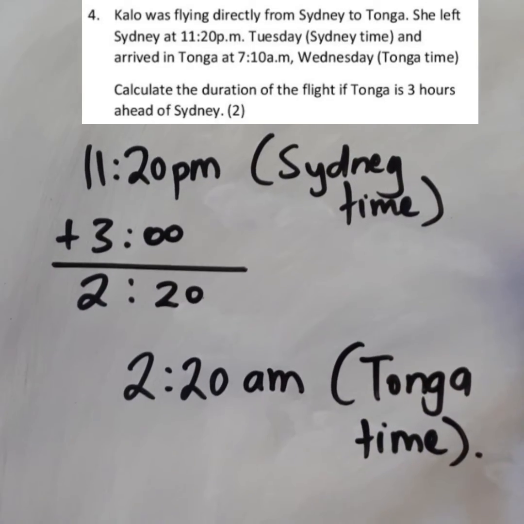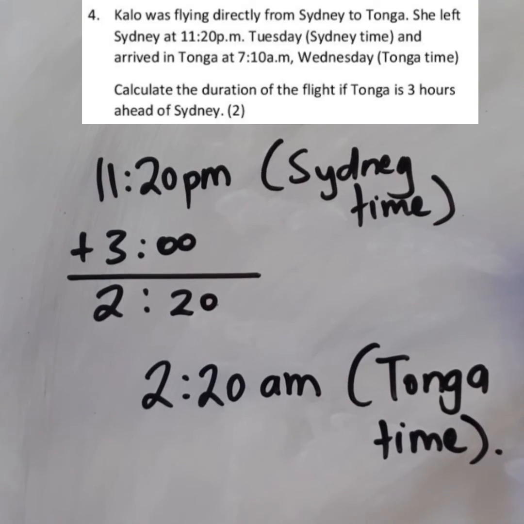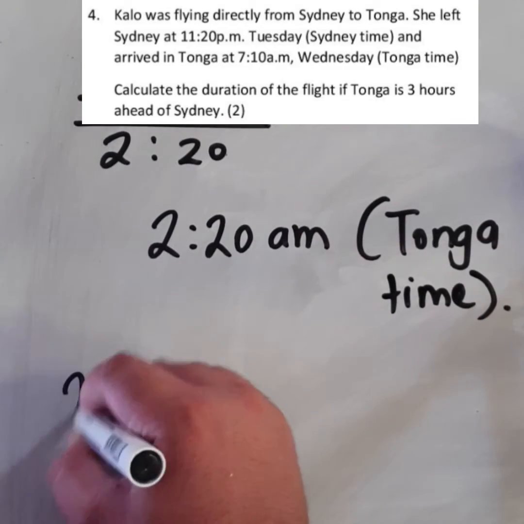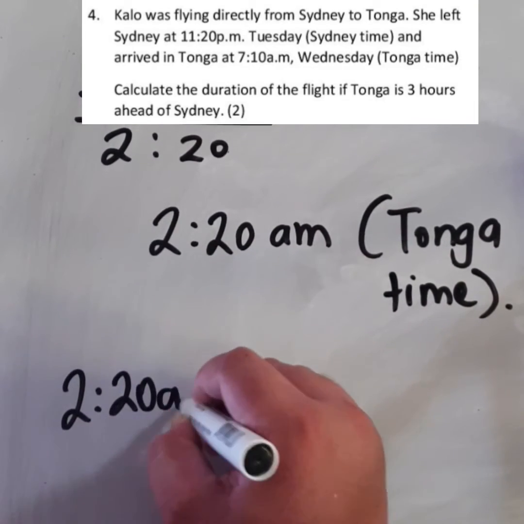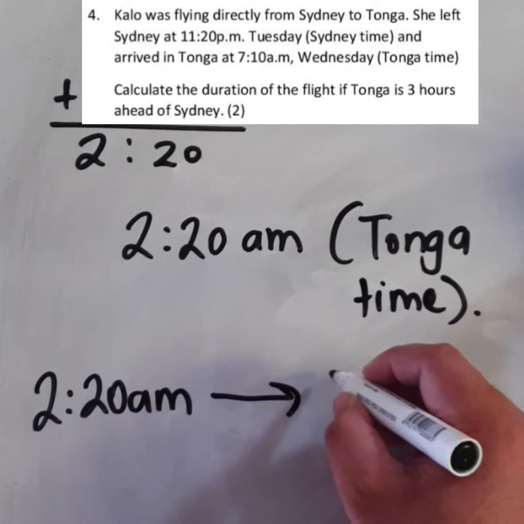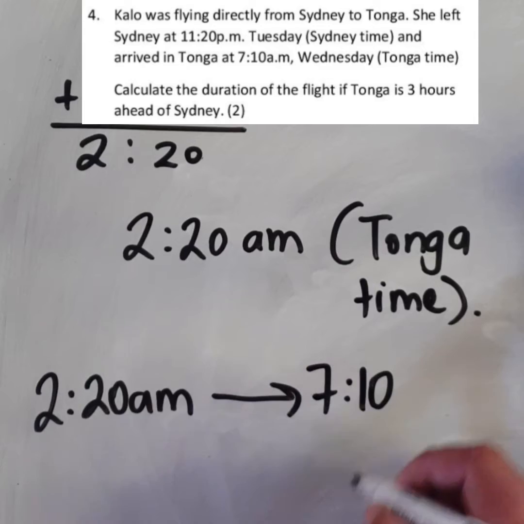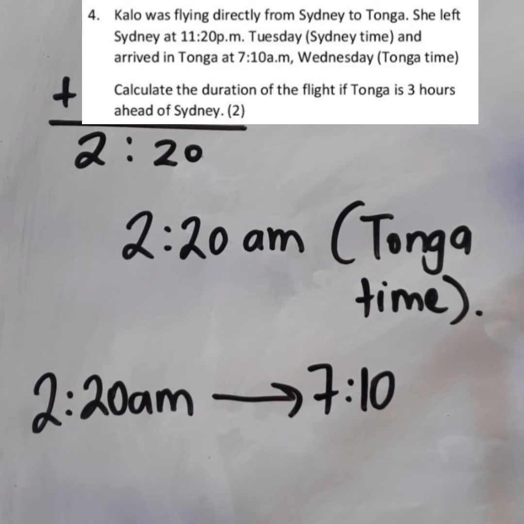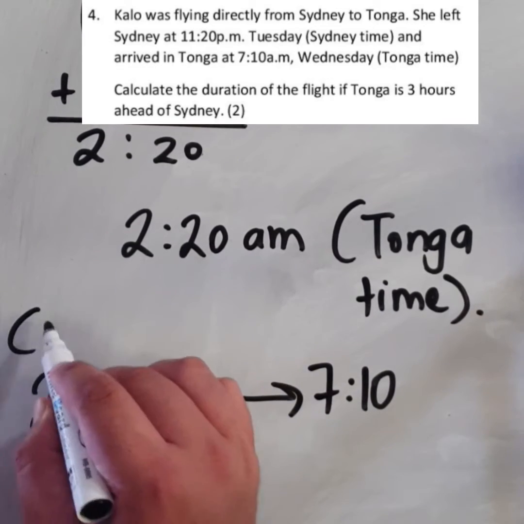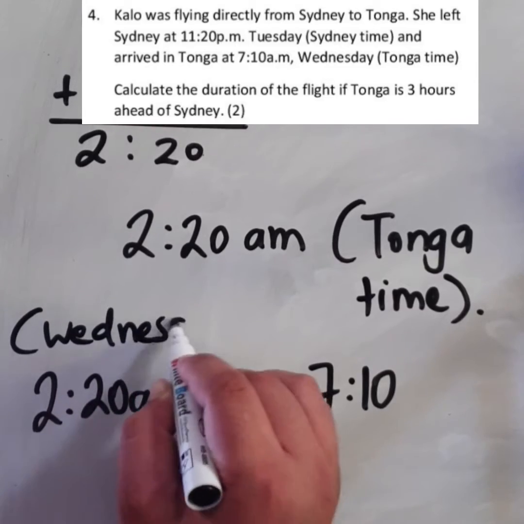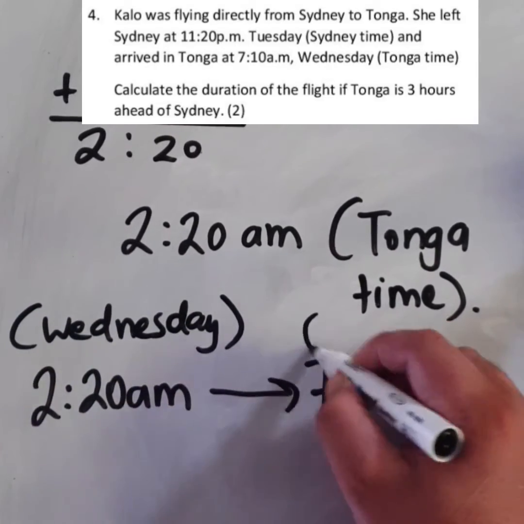So 2:20 a.m. on a Wednesday morning. And the time that we arrive at Tonga is 10 past 7 a.m. on Wednesday. Now we can find the duration of the flight by finding the amount of time between 20 past 2 a.m. and 10 past 7 a.m.